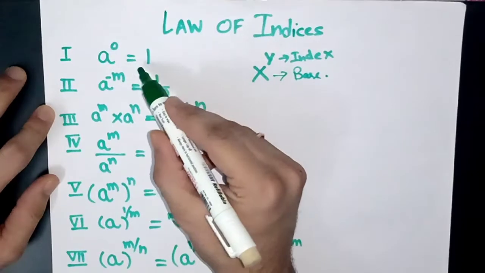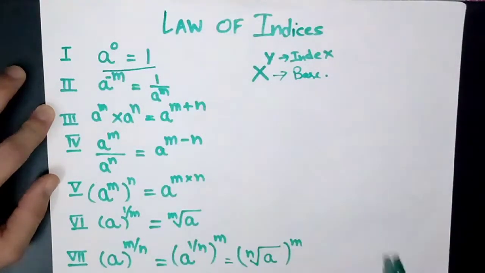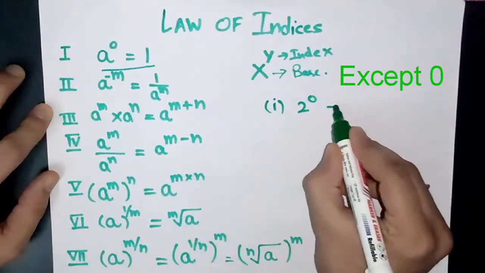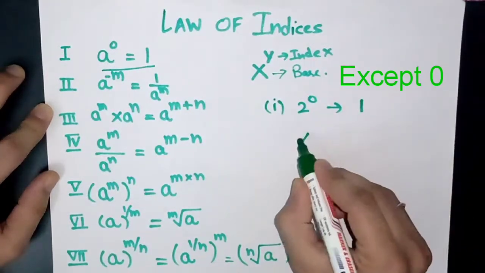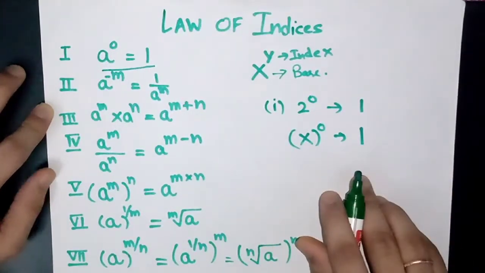The first rule says anything to the power 0 is always 1. For example, 2 to the power 0 is always 1, or x to the power 0 will always be 1. So this is the first rule.